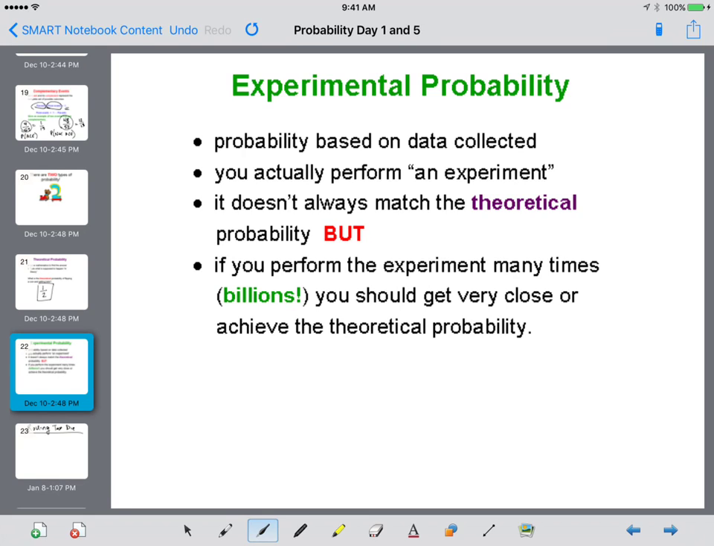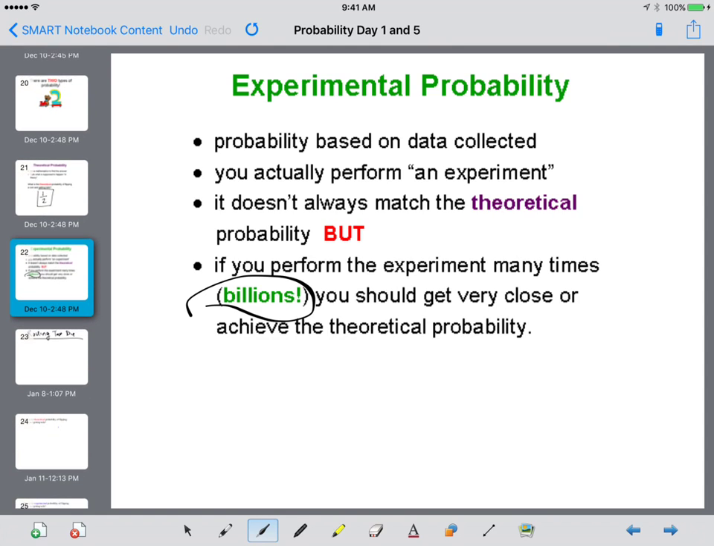Experimental probability is probability based on data collected. Like you perform an experiment, it doesn't always match the theoretical, but if you perform the experiment many times, sometimes you've got to do it billions, you should get very close or even achieve the theoretical probability. Sometimes your experiment doesn't work out exactly the same as the theoretical, but if you do it over and over and over again, you will be very, very close.